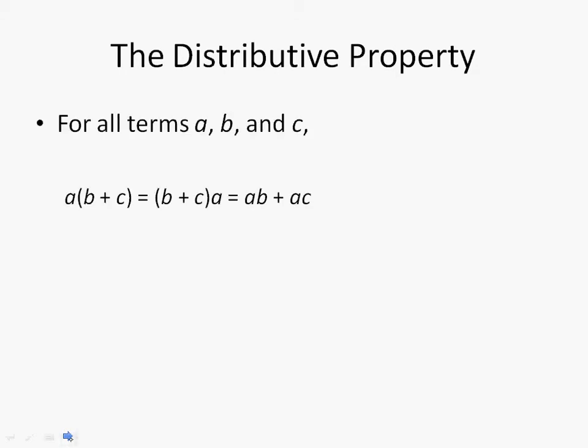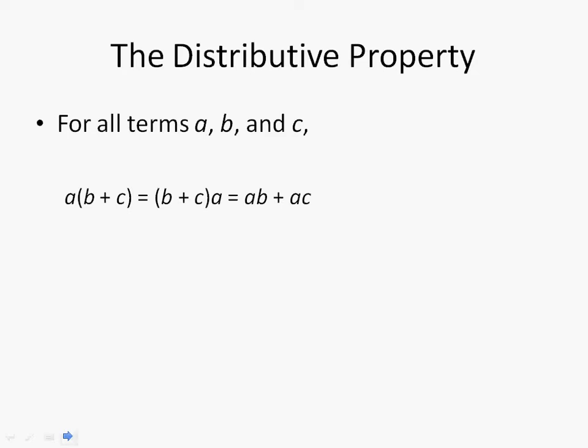Okay, the distributive property. This is something cool that comes up. And what happens for the distributive property, for all terms a, b, and c, a times the quantity b plus c equals the quantity b plus c times a equals ab plus ac. Now you might be freaking out with all these letters, but we'll do examples with numbers very shortly, so don't worry about it.